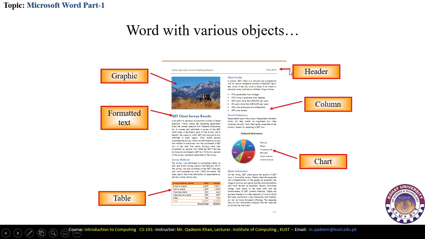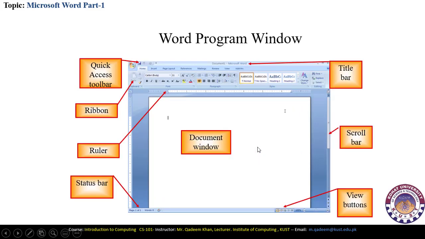Also, you can insert the header of your documents here. And also, you can insert columns here. Columns means that this is 2 column text. Also, you can insert different charts here. The chart represents the data as well. So, when you click on Microsoft Word or open Microsoft Word, you will see this word processor.